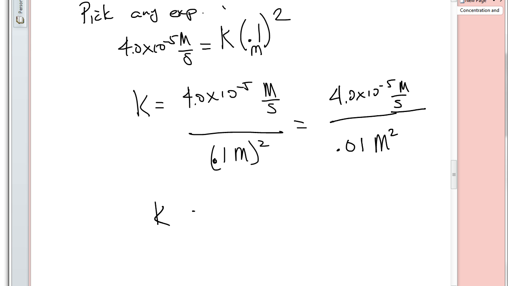I get an answer equal to 0.004. Or we can put this in scientific notation and say 4.0 times 10 to the -3rd. Either way is okay. Now, here's the important designation. We got to make sure we get our units correct here. So let's go and analyze these units here.